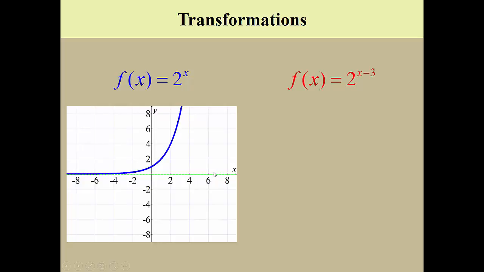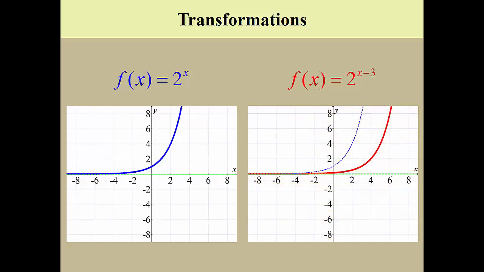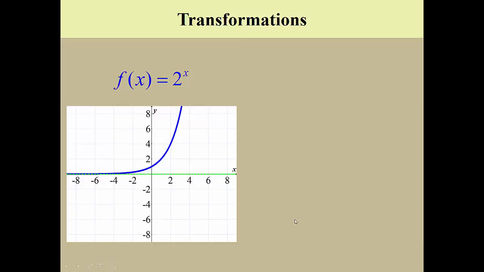If we substitute an x minus 3 where the x was, the minus 3 tells us that the graph is shifted to the right 3 units. The blue dashed line is the original graph, and the red is the graph of 2 with an exponent of x minus 3. Notice the asymptote here in green stays the same.